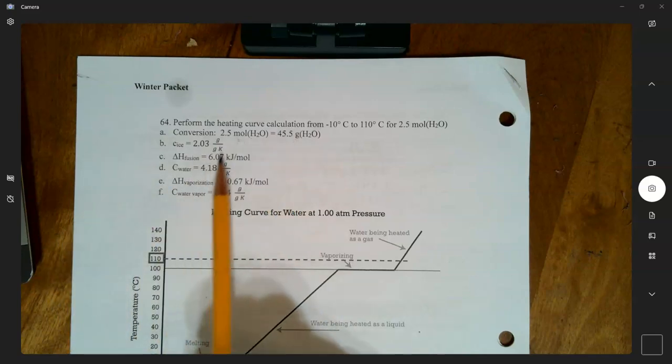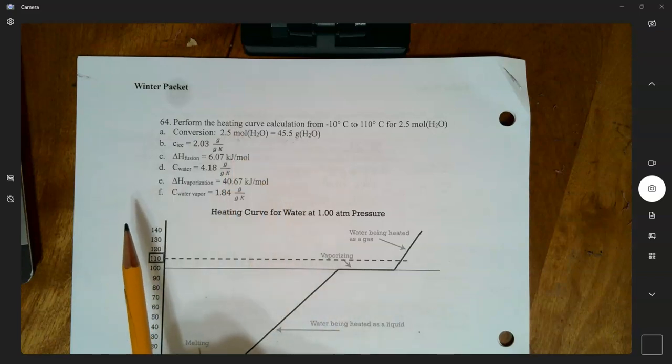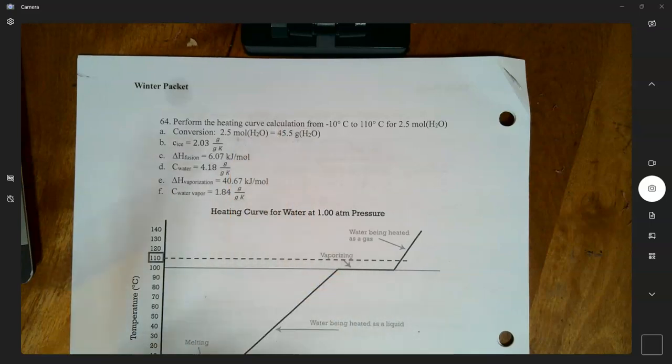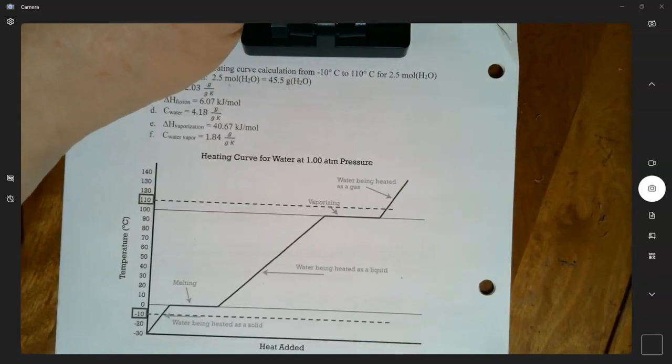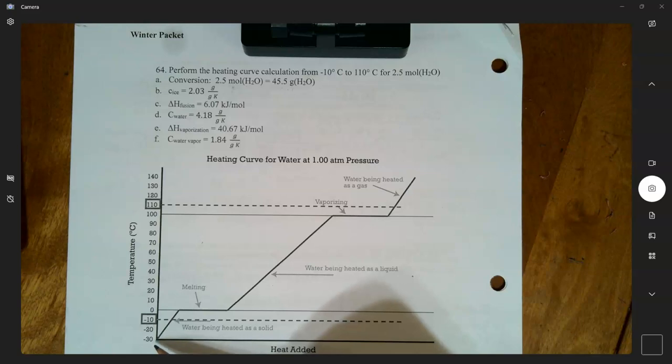Normally a problem like this, they wouldn't give you both. You would be expected to use a molar mass conversion for water, 18.02 grams per mole, to convert between these two, but you are going to need both of these figures. Okay, so let's just kind of take an overview of this problem. So what's happening is you have ice down here. You're below 0 degrees centigrade and you have ice.